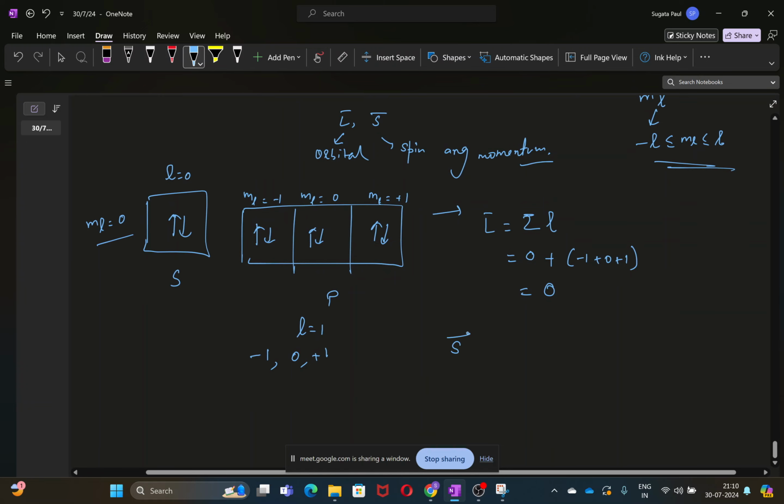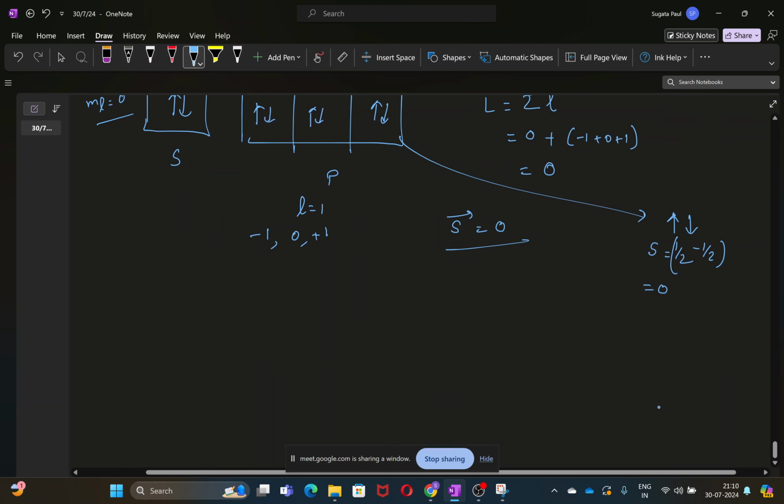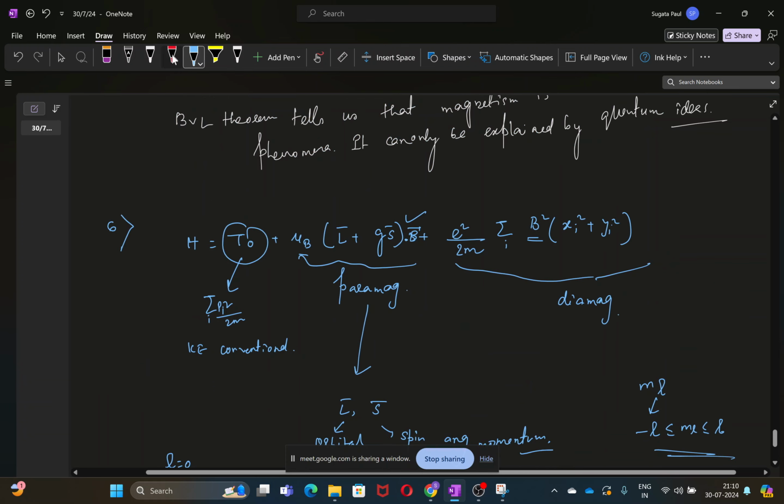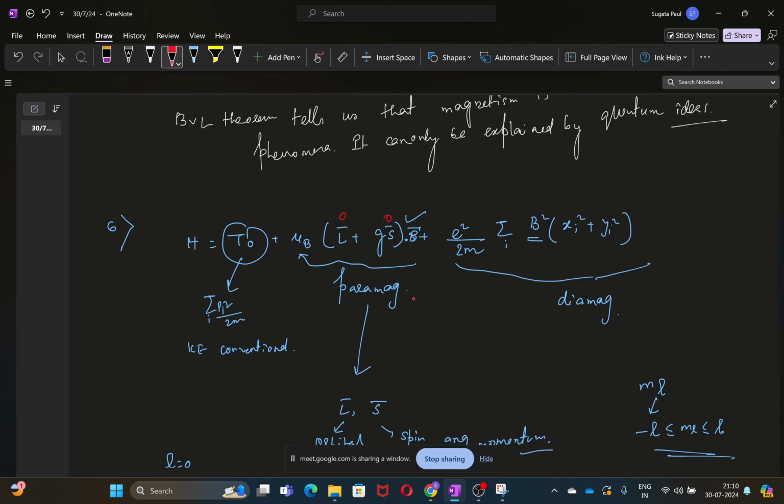Similarly, the net spin angular momentum will also be 0, because there is no uncompensated or unpaired spin present here. In each of the compartments, you have an up spin and the corresponding down spin. That means even if one has a plus spin and the other has a minus spin, both of them sitting together cancel each other out and give you a net spin angular momentum of 0. That is why this total second term is totally 0, because this is 0 and this is 0. So whenever there is no unpaired electron present in the system, the second term vanishes. That means there is no paramagnetism present in the system.